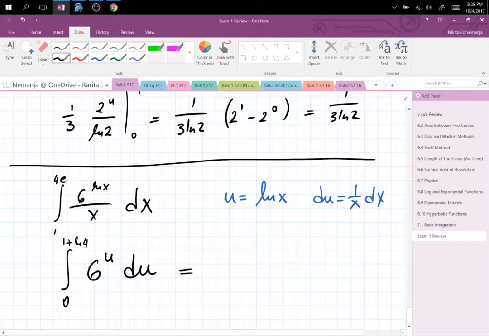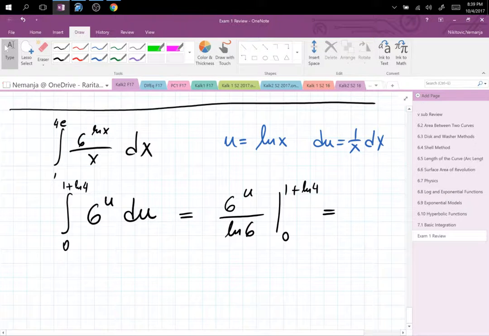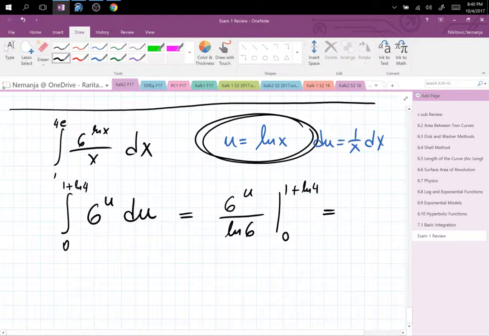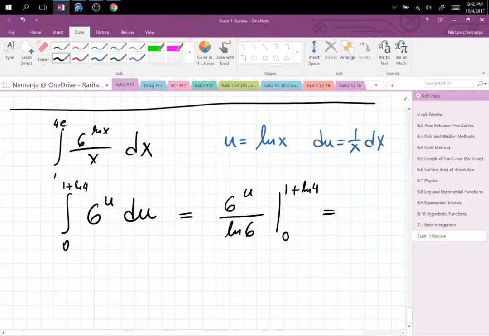Now the integral of 6 to the u is 6 to the u over ln 6, and the limits are 0 to 1 plus ln 4. Observe that I don't go back to x because I'm converting limits from the x domain to the u domain using the substitution formula. You don't have to do that. You can solve the problem in u and then go back to x and use the original limits, if that makes you sleep better at night. It makes me toss and turn more, so I always transform the limits.